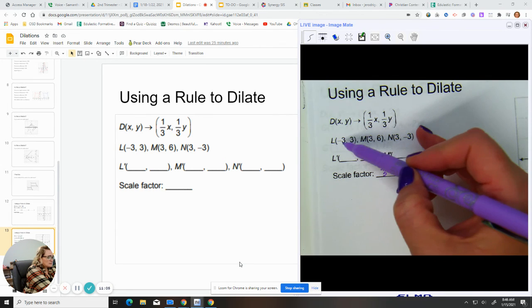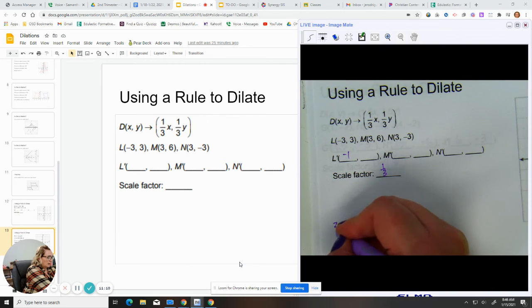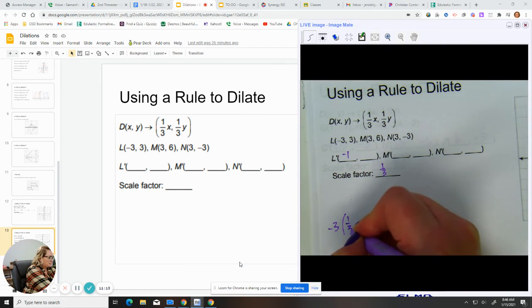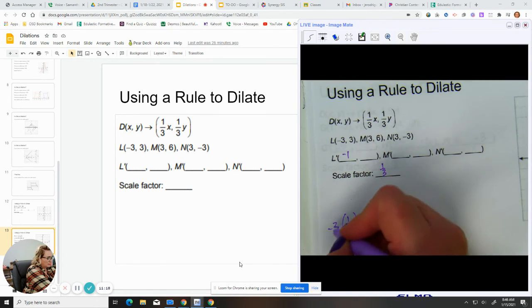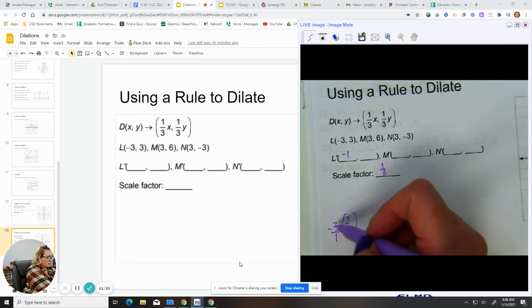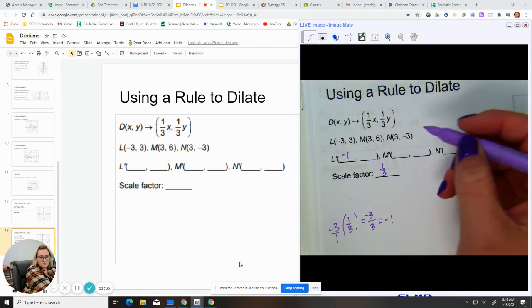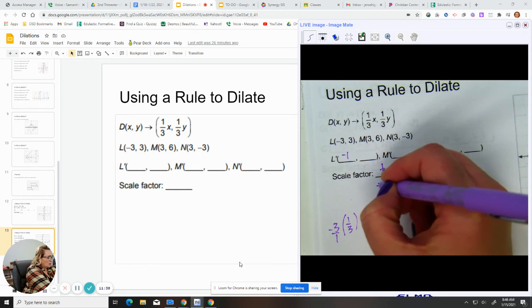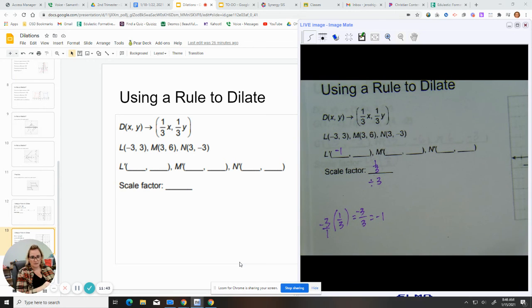3 goes into -3, -1 times 1 is -1. If I was to write this down here, it would be 3 goes in there how many times? Another way you could look at it is put a 1 underneath it and you would end up with a -3/3, which is a -1. Do not turn this into a decimal. Another way you could look at it is because it's timesing by 1/3, it is also dividing by 3. So that would be another way that you could recognize this.